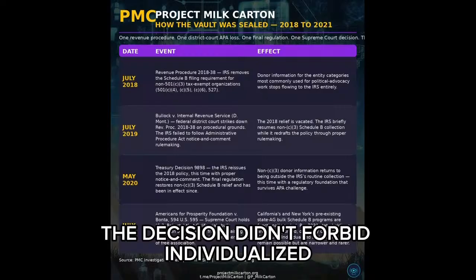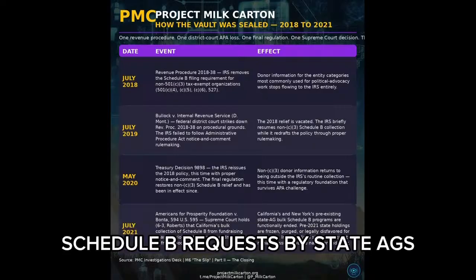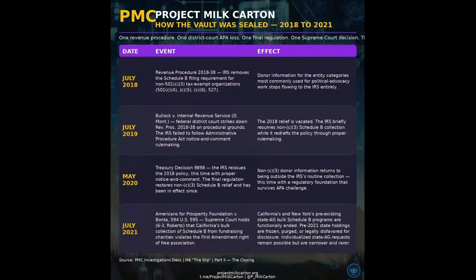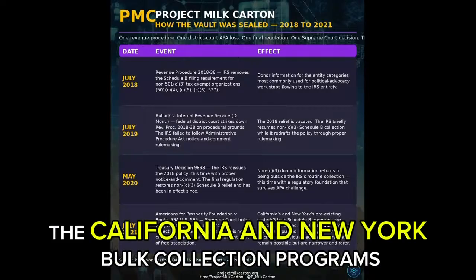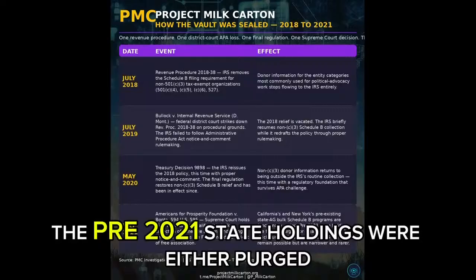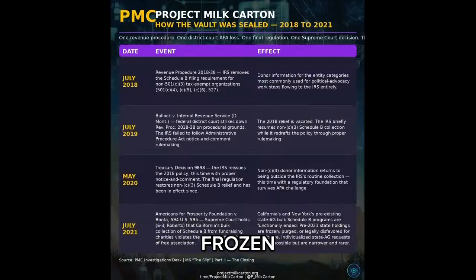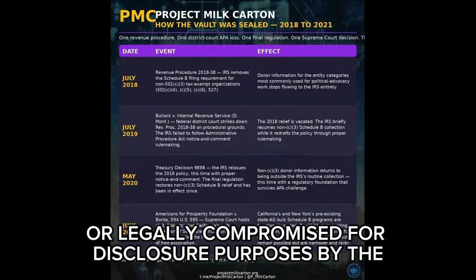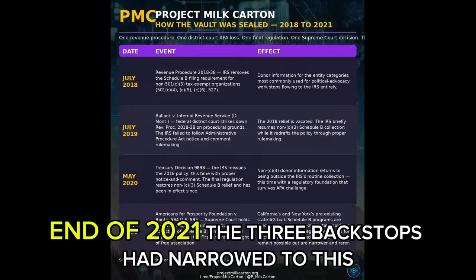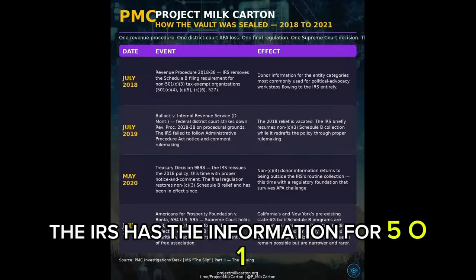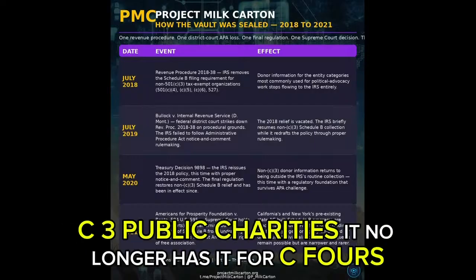The decision didn't forbid individualized Schedule B requests by state AGs, but it effectively ended the California and New York bulk collection programs. The pre-2021 state holdings were either purged, frozen, or legally compromised for disclosure purposes. By the end of 2021, the three backstops had narrowed to this. The IRS has the information for 501c3 public charities.